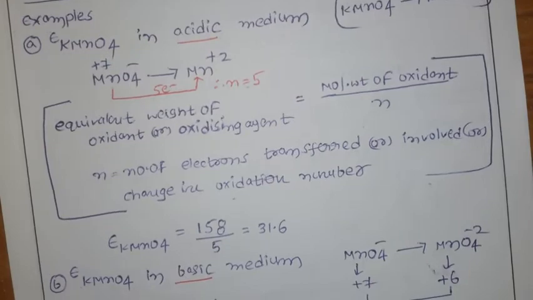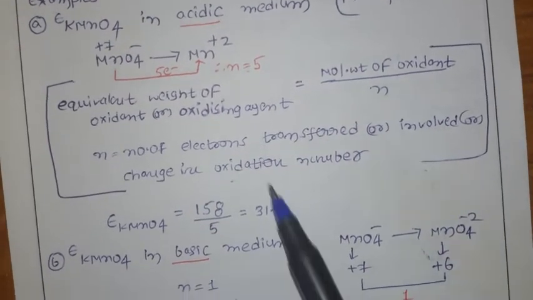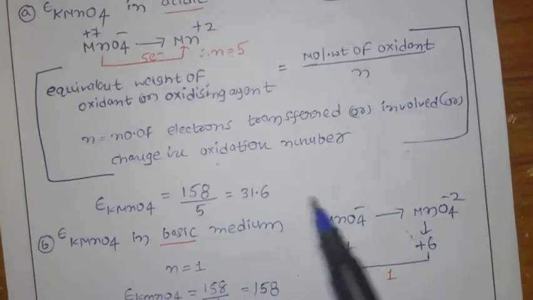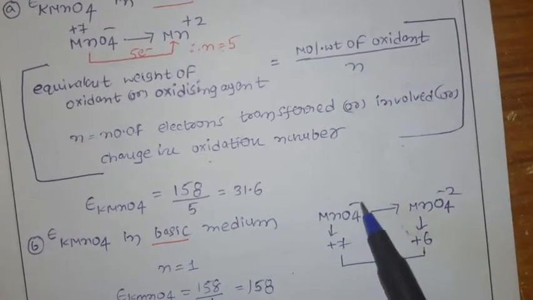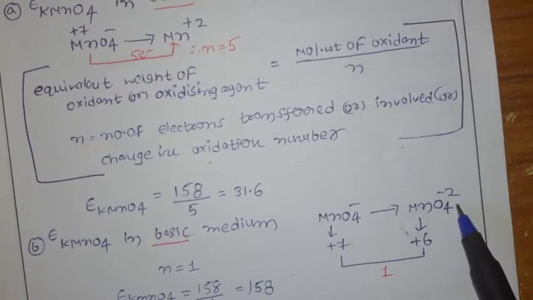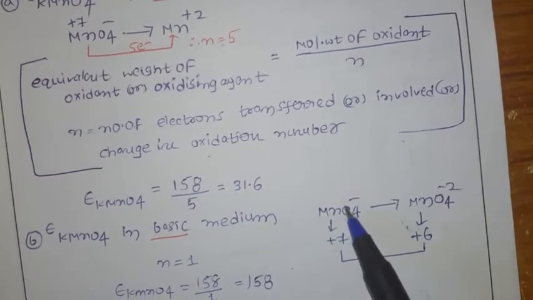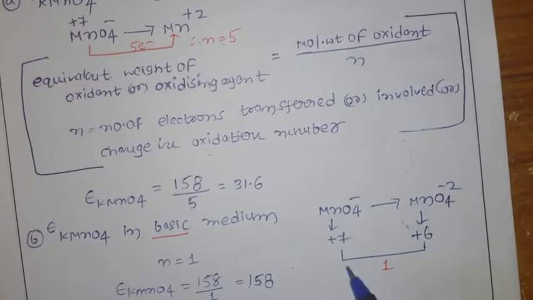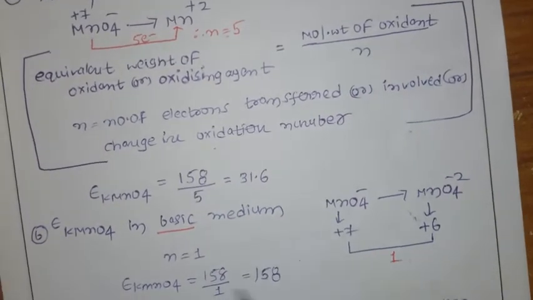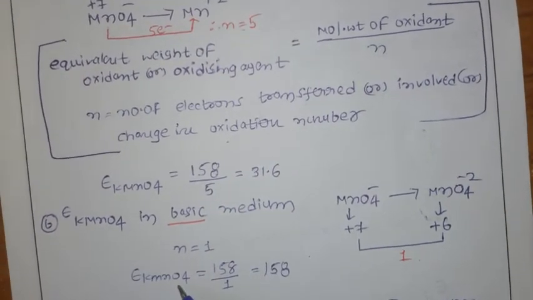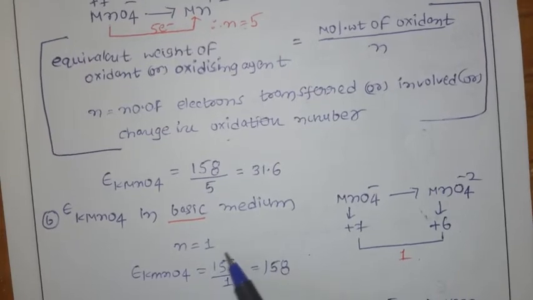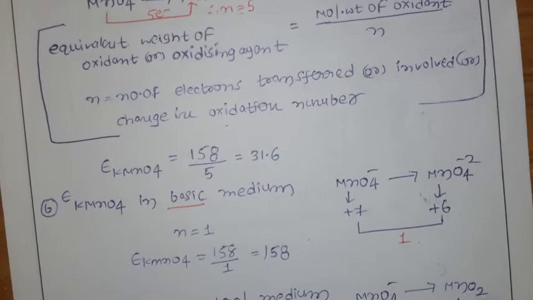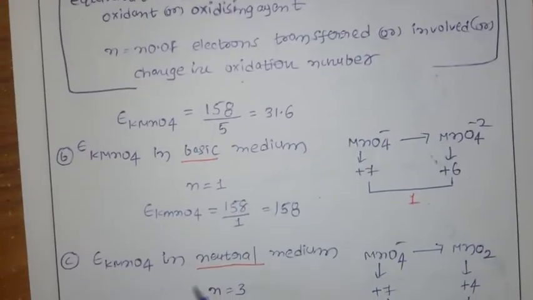Now the equivalent weight of KMnO4 in basic medium. Just now we discussed acidic medium. Now come to basic medium. The reaction converts MnO4 minus into MnO4 2 minus. If you calculate the oxidation number of manganese, you get +7 here and +6 here. So the change is how much? 1. So the KMnO4 equivalent weight in basic medium is 158, the molar mass, divided by 1, which equals 158.